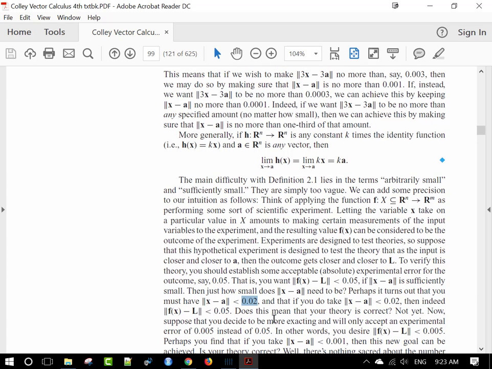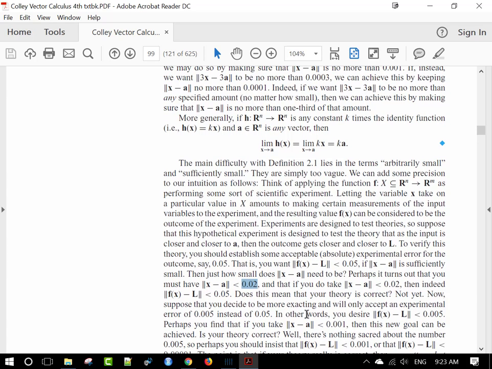Not yet. Now suppose you decide to be more exacting and will only accept an experimental error of 0.005 instead of 0.05. In other words, you desire that f be this close to L. Perhaps you find that if you take x close enough to a, this close to a, then this new goal can be achieved.